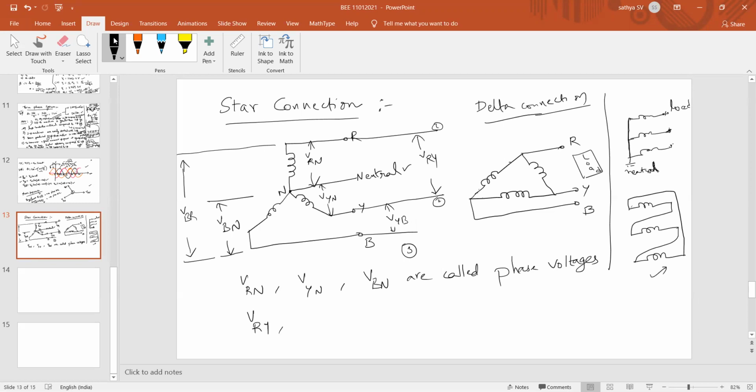And VRY, VYB, and VBR, these are called line voltages. Don't confuse them, very important. Phase voltage is represented by V phase, line voltage is represented by VL. So up to this, does anyone have any doubt? Is it understood? Are you able to follow? Very important. Do you have any doubts till now? No, sir. Right, clear to all of you?